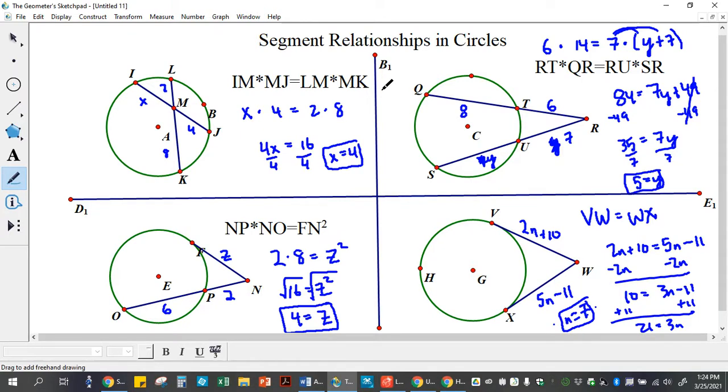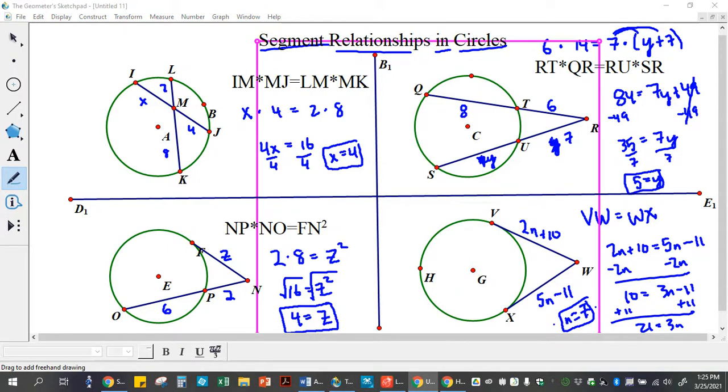Okay, these are examples of these segment relationships that exist in circles. The formulas will be there for you. You need to be prepared to grab the correct formula, plug the values in correctly, and believe it or not, we would like you to be able to handle the algebra too. We know you can do it. You've been doing it all year. I'll see you in class.